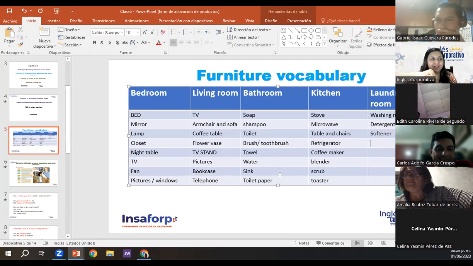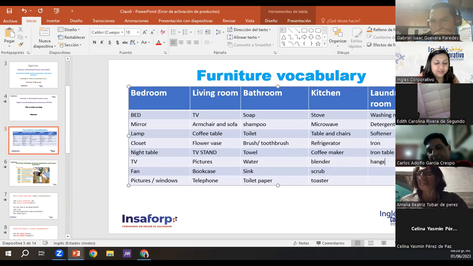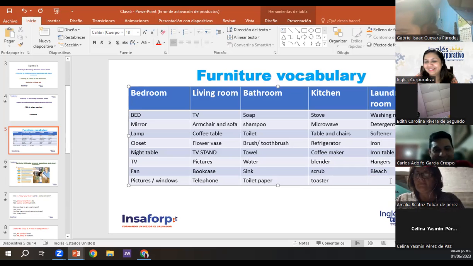With the clothes, right? Iron, yes, the iron. And also the iron table. Bleach. The hangers, the blankets, hangers. Bleach, yes, Maxi Sol. Or Magia Blanca, the bleach, right? And maybe the clothes basket. Okay, good.